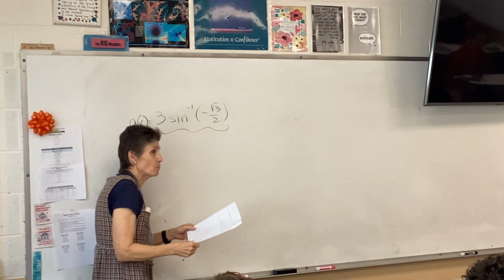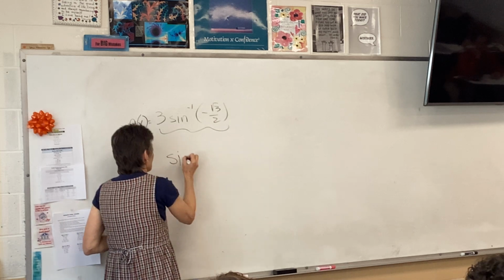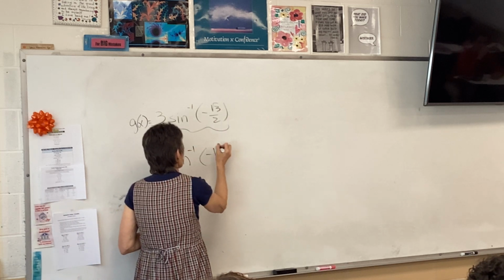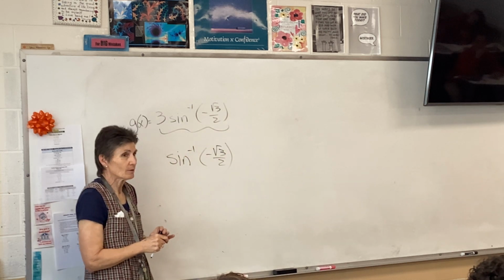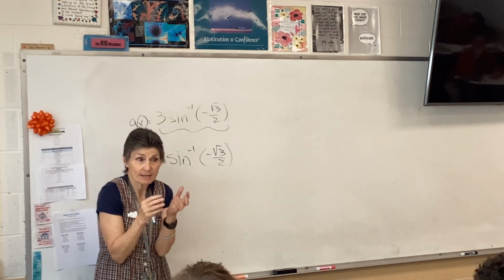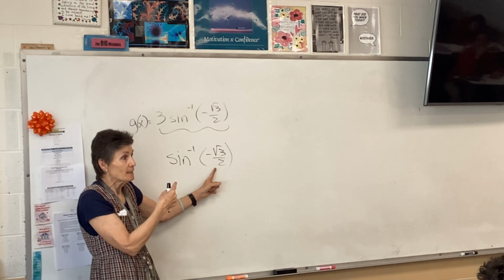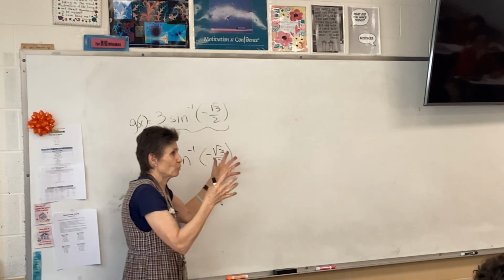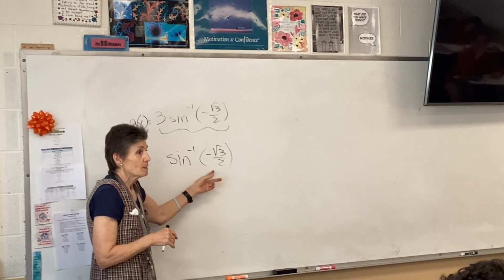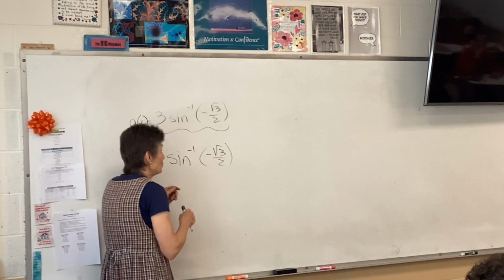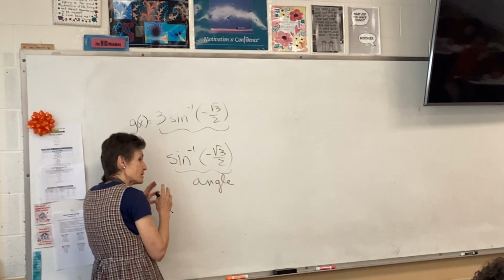Alright, here we go, we gotta evaluate this. What is the angle whose sine is negative root 3 over 2? Now, Gus said, is this no calculator? Yes, it can be no calculator because that's one of my special numbers, right? If that had been root 13 or something, then I'd need a calculator. But this I know.